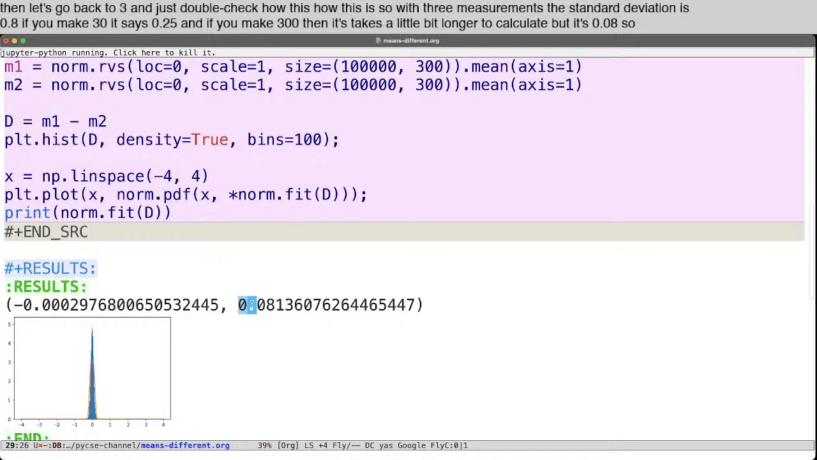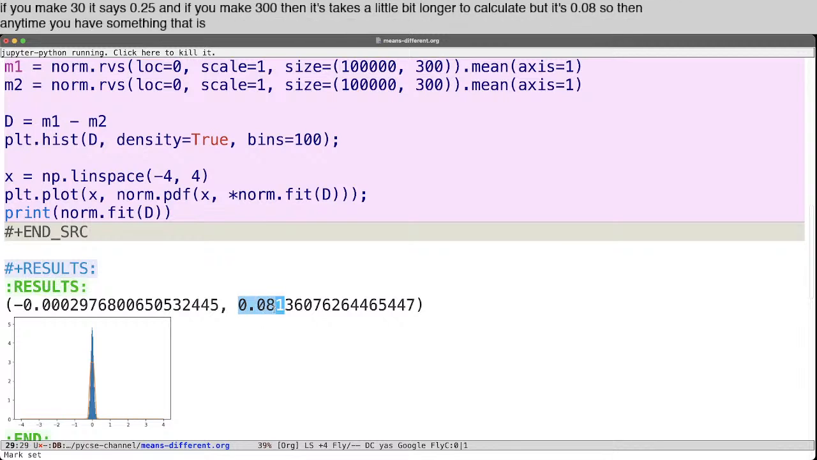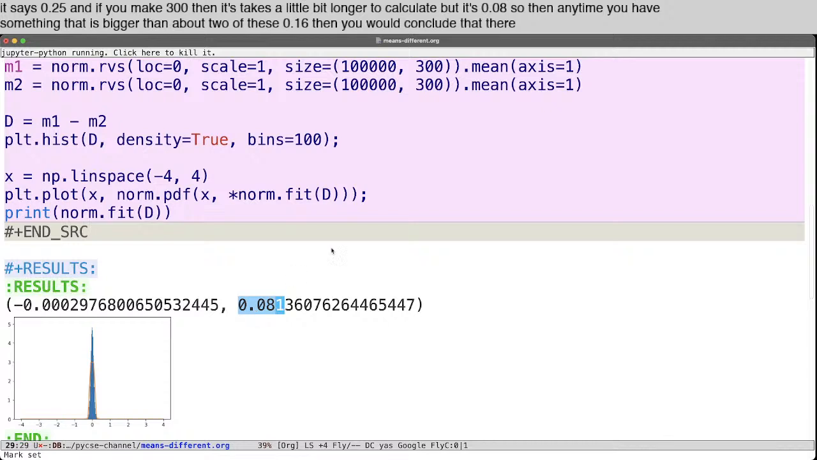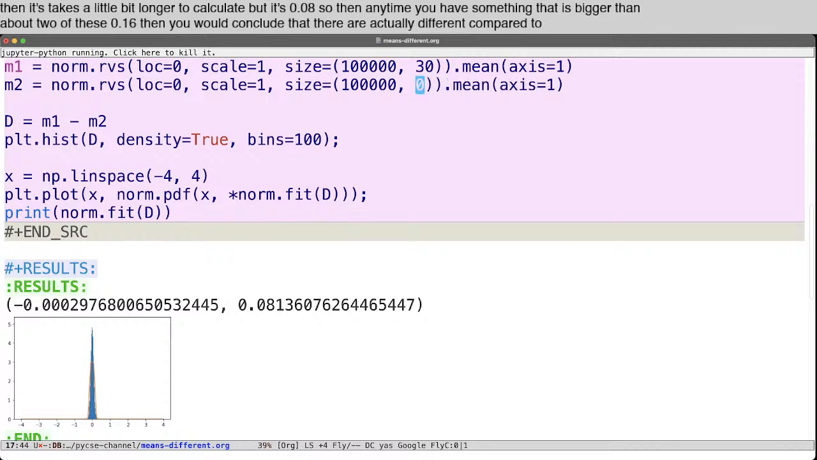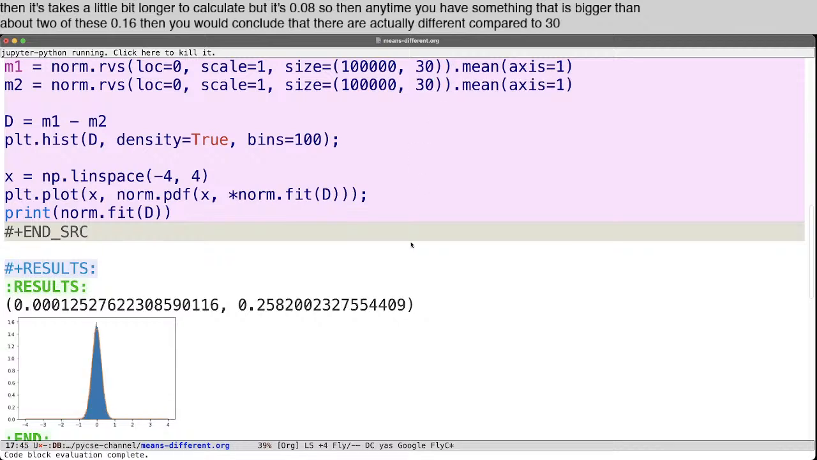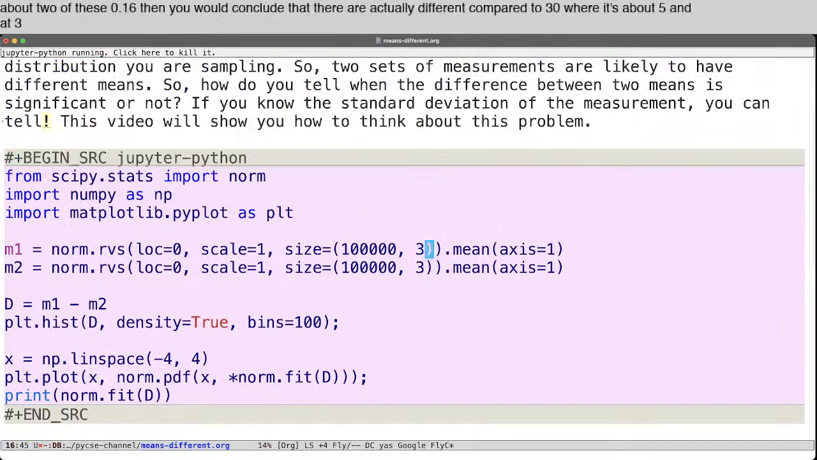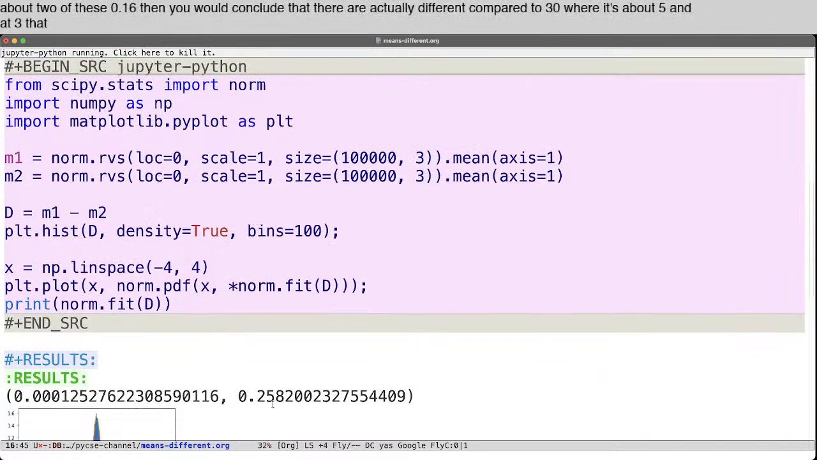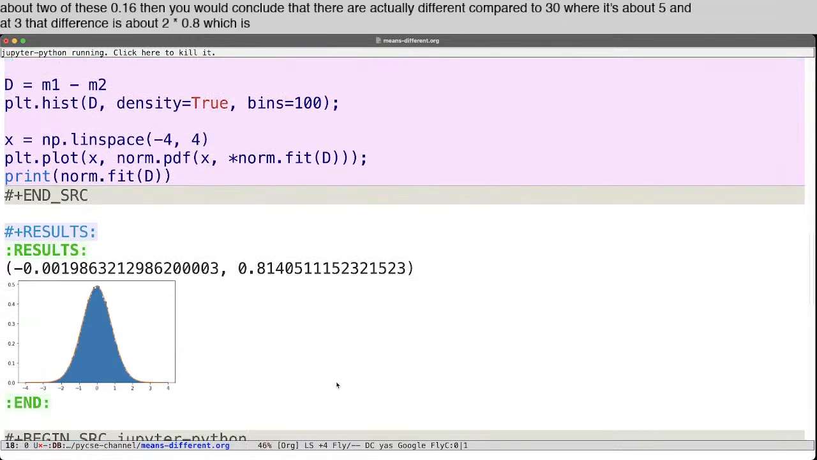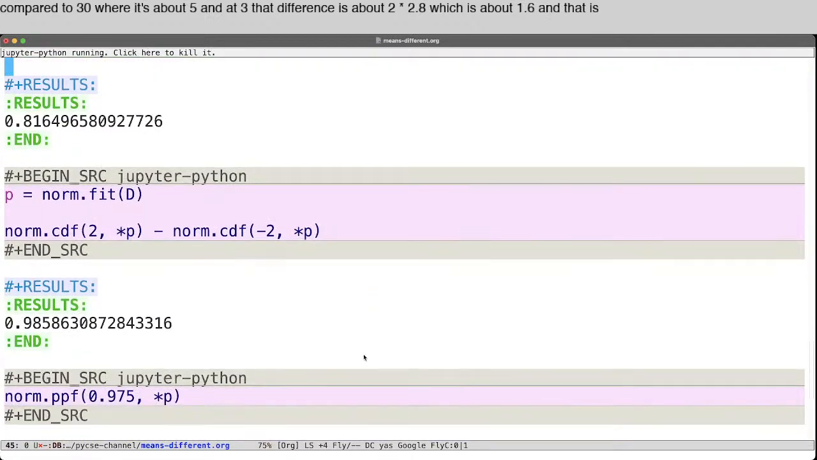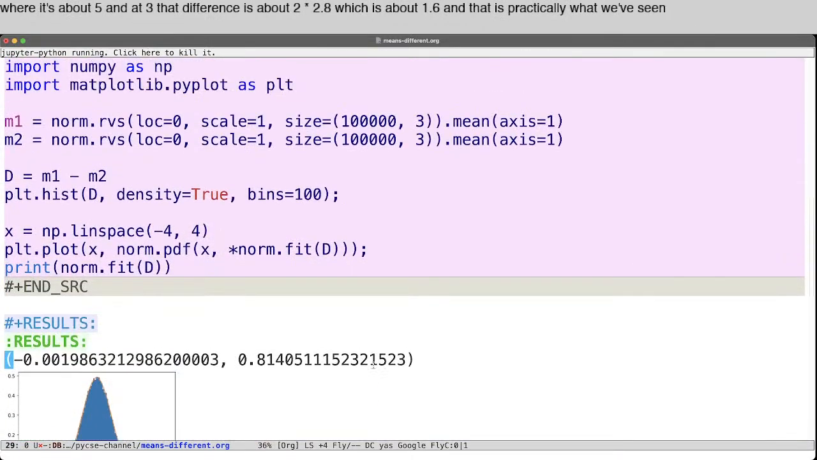So then anytime you have something that is bigger than about 2 of these, so 0.16, then you would conclude that they're actually different, compared to 30, where it's about 0.5, and at 3, that difference is about 2 times 0.8, which is about 1.6. And that is practically what we've seen down here.